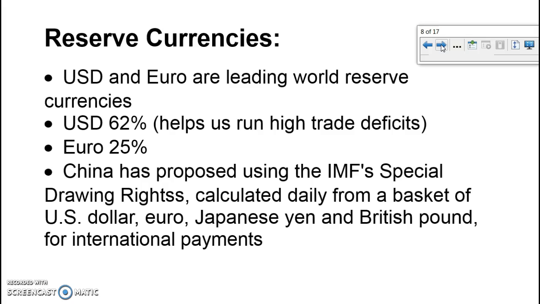And there's also something called special drawing rights, and that's actually a calculated sort of, it's almost like a consumer price index. It's a strange name, but it's basically just like a single number that represents a basket of the US dollar, the euro, the Japanese yen, and the British pound. And so it's sort of like a fake international currency called special drawing rights. And China has proposed that those should be used for international payments instead of there being so much reliance just on the US dollar. But so far that hasn't happened.